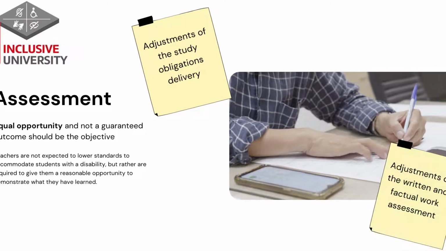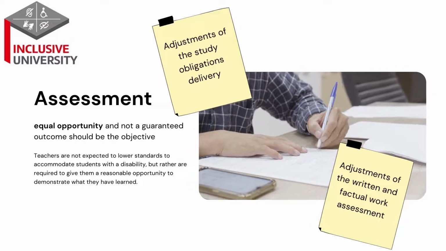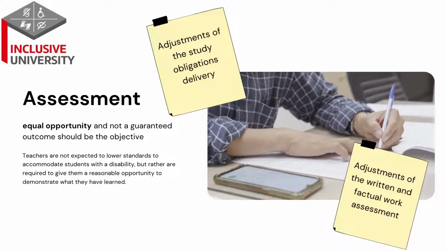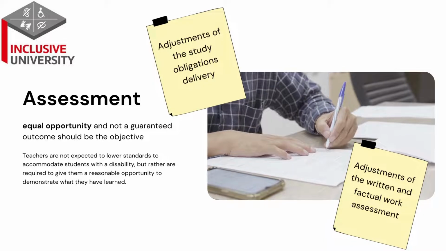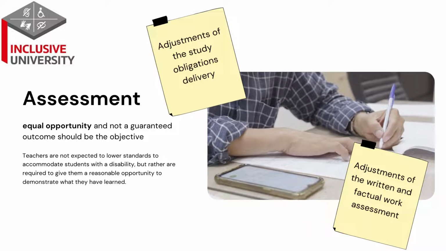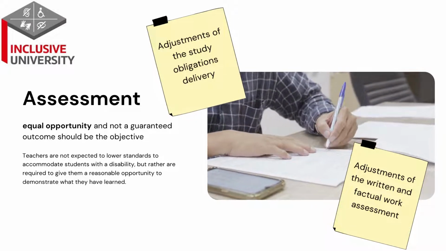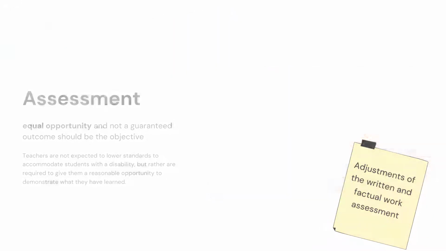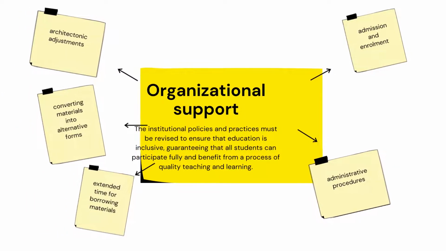Another important issue that should be mentioned in this chapter relates to the examinations. In considering alternative forms of assessment, equal opportunity and not a guaranteed outcome should be the objective. Teachers are not expected to lower standards to accommodate students with a disability, but rather are required to give them a reasonable opportunity to demonstrate what they have learned. Quite some adjustments to oral and written examination and assessment of knowledge are possible in higher education classrooms and are explained in this chapter.